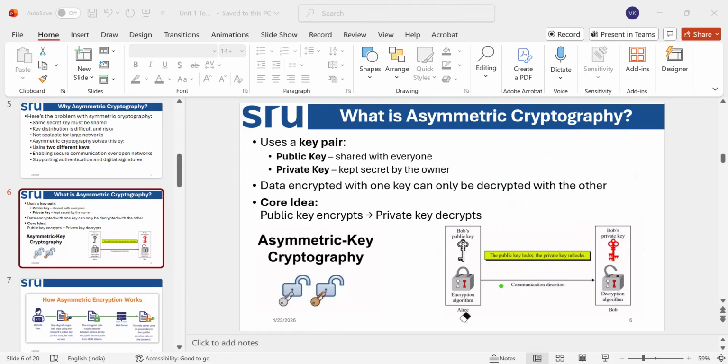So we can see the encryption algorithm uses Bob's public key, and the decryption algorithm uses Bob's private key. The public key locks, the private key unlocks, showing the communication direction. If Alice wants to send a message to Bob, the message is encrypted with Bob's public key, and Bob's private key is used to decrypt the message. That is how it works. In asymmetric cryptography there are two keys, private and public. Now let's go to the next slide.